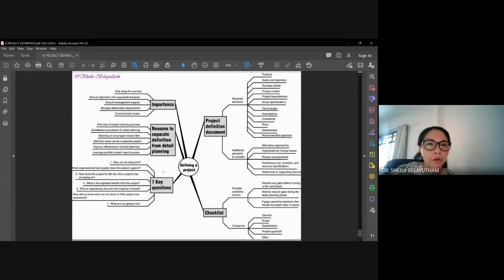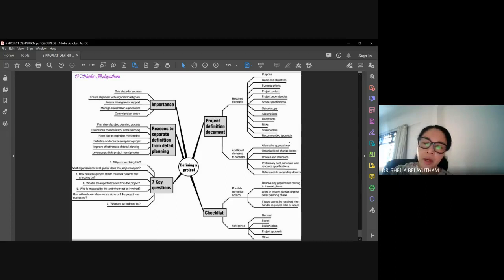All right, so this one is, in a simplified manner, what we do to define a project: the project definition document. These are generally the items required for a project definition document. We have mentioned the purpose, so the aim of the project, the goal, objective, and the success criteria, what is considered successful, project context, project dependencies, scope, constraints, assumptions, and so on. And other additional elements, if you want to input them in your charter, basically any alternative approaches.